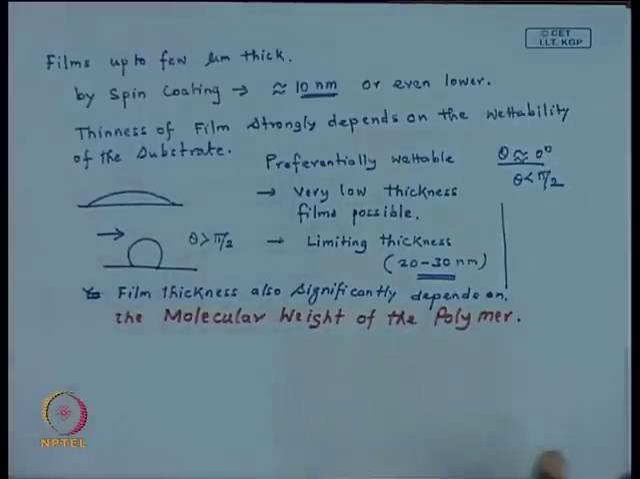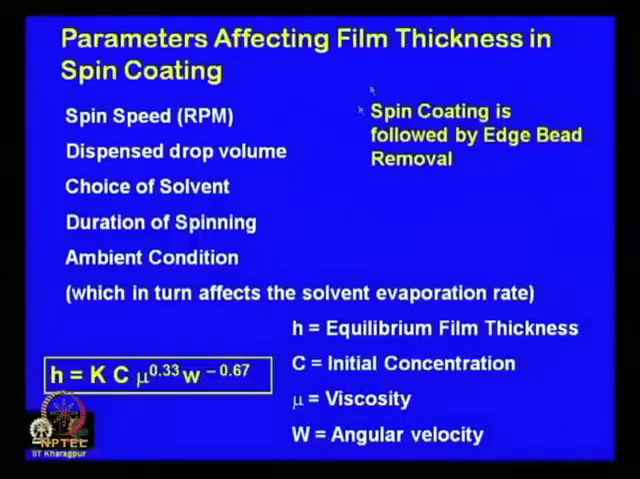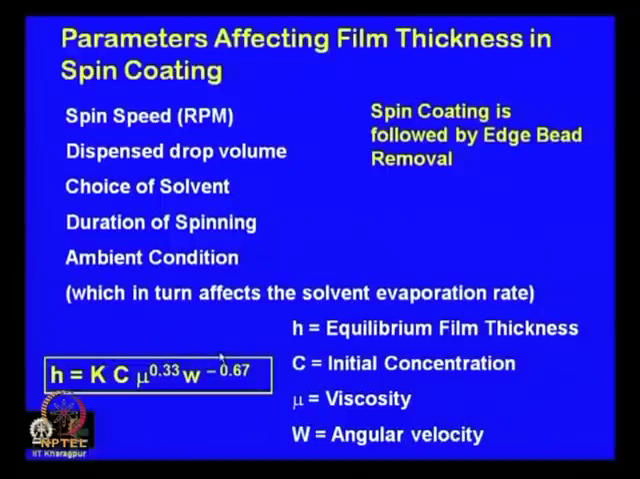Okay, so these are some of the critical things we wanted to talk about spin coating. There is a working formula available for the equilibrium film thickness that can be obtained, which goes as H equal to some constant K, where C is the initial concentration, mu is the viscosity of the dispensed drop, and W is the angular velocity or omega. If you know the constant and all the properties, you can find the effective thickness that you are going to get after spin coating.